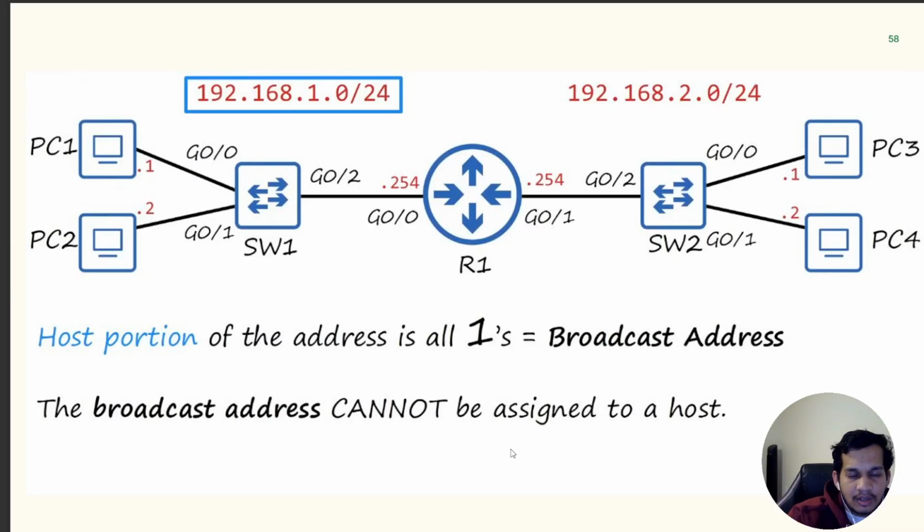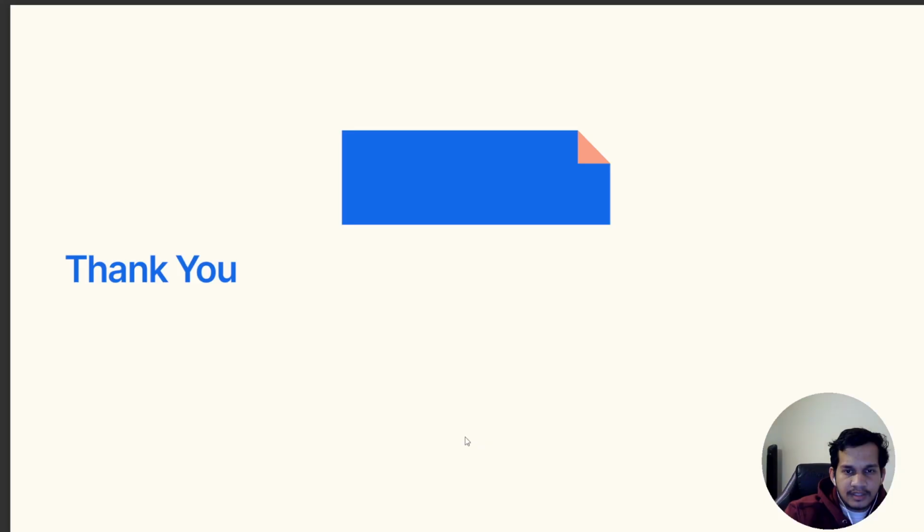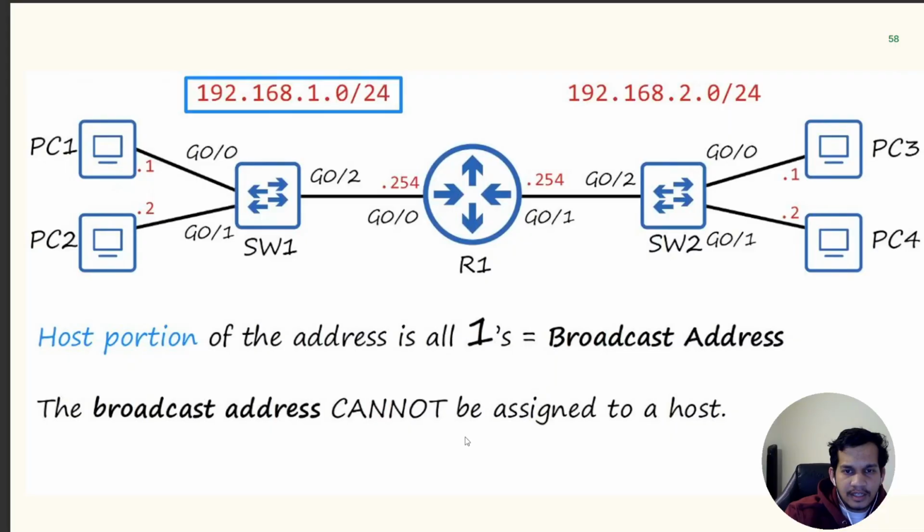If the host part of the address is all 1s, then it's called a broadcast address. Broadcast address means it's addressed to everyone, and even that address cannot be assigned to a host. I hope the network and broadcast addresses are clear. So that's the thing we need to study.